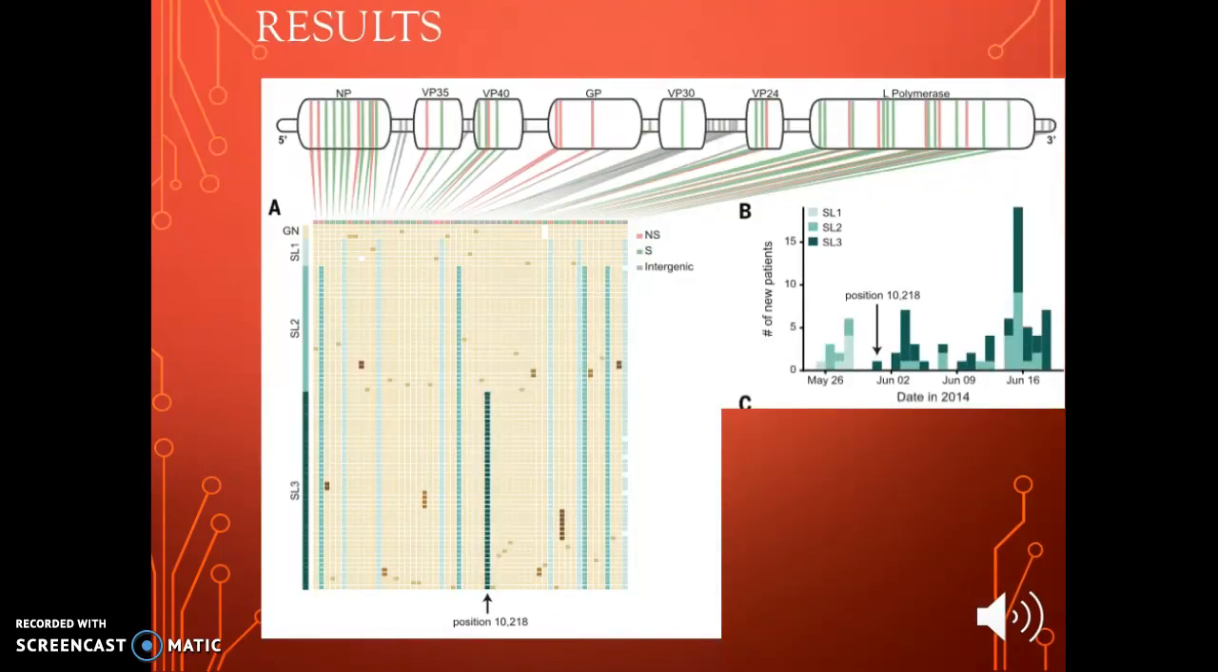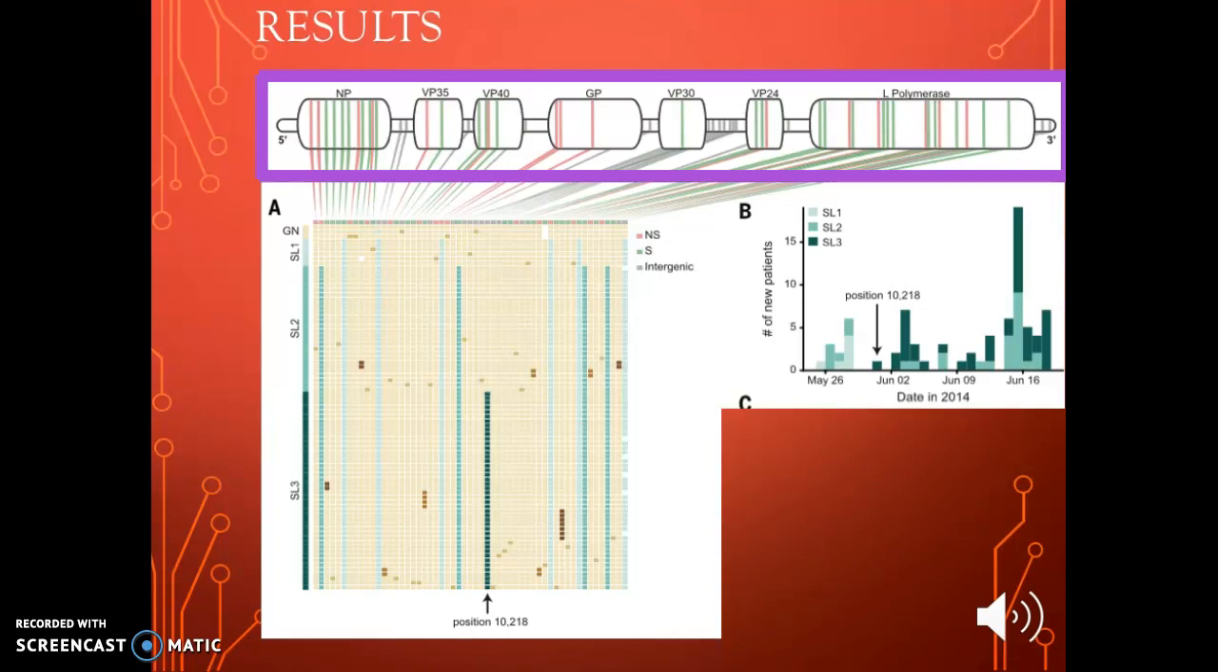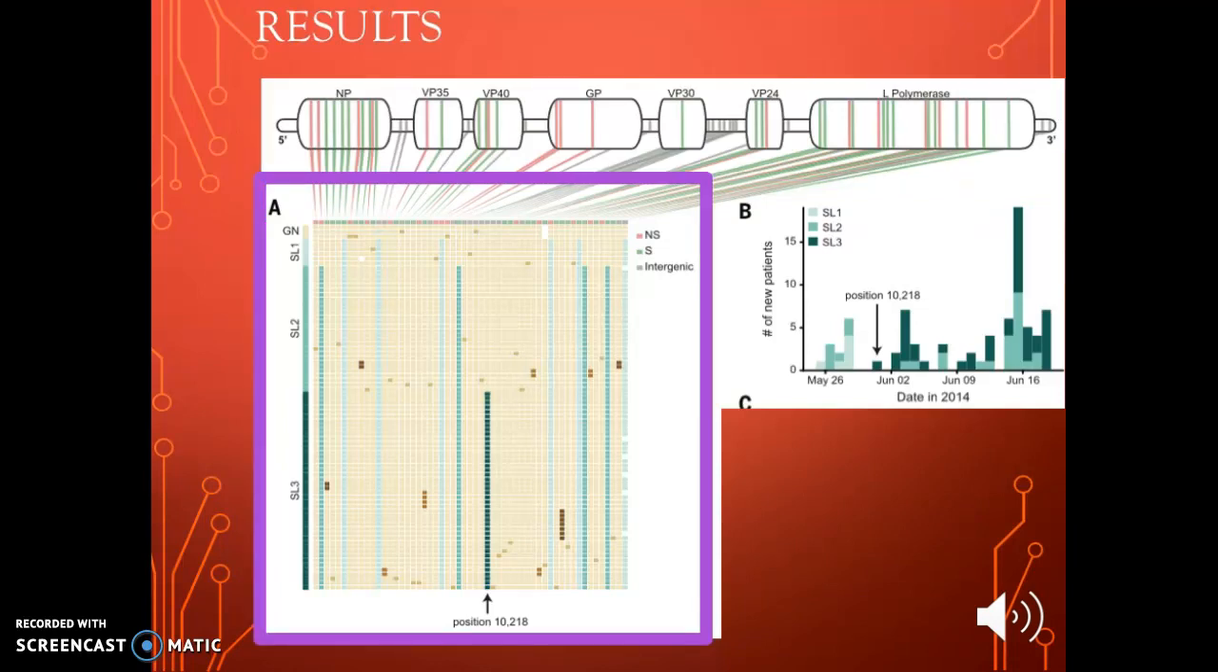Okay, and so here are their results. Up along the top, you can see the genome of the Ebola virus, and there are 7 different genes that they were looking at. And then what they did is they compared them all together and found any areas that there were single nucleotide polymorphisms. They compared those, and you can see that there's either synonymous mutations, those are in green, non-synonymous mutations in pink, or intergenic mutations in gray.